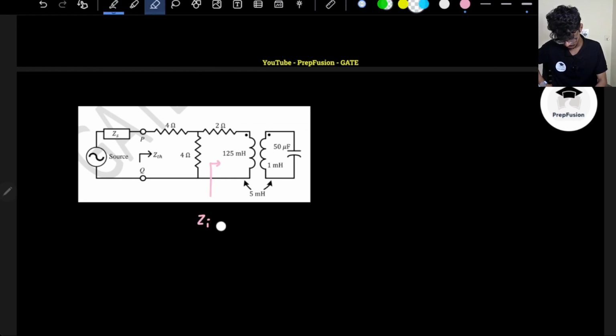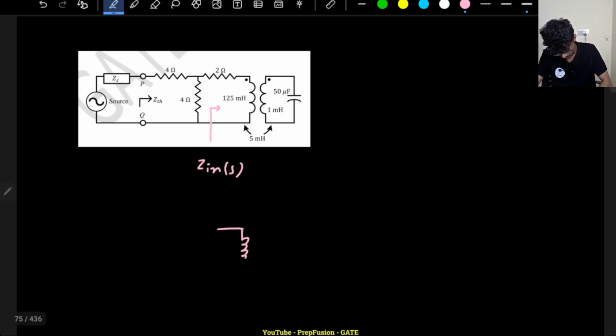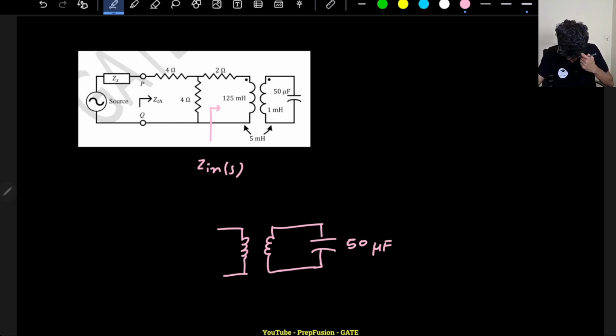What is the impedance from here? Let me choose this in isolation. So I have a transformer here, I have this capacitor here, this is 50 microfarad, this will be basically 125 Henry. Let me write this as L1, let me write this as L2 for now, and there is a mutual inductance of M.